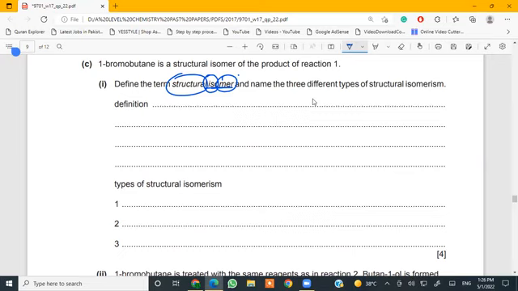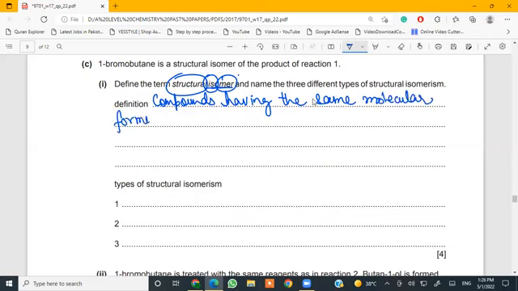Okay, so what are structural isomers? Structural isomers are compounds having the same molecular formula but different structural formulas.